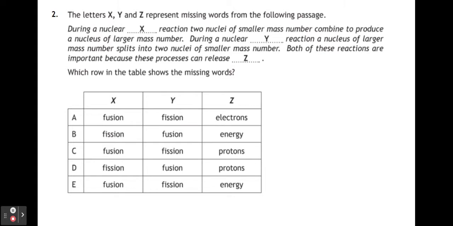during a nuclear fusion reaction, two nuclei of smaller mass number combine to produce a nucleus of larger mass number. During a nuclear fission reaction, a nucleus of larger mass number splits into two smaller nuclei of smaller mass number. Both of these reactions are important because these processes can release energy. Therefore, the answer is E.